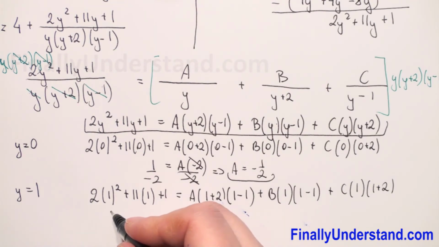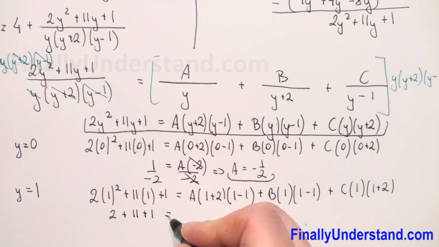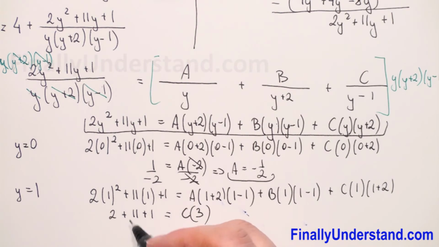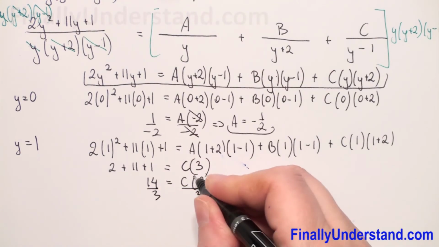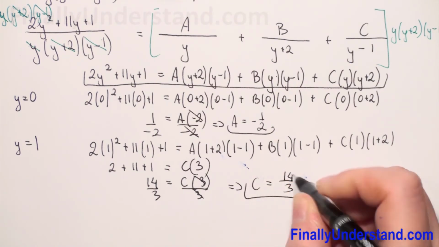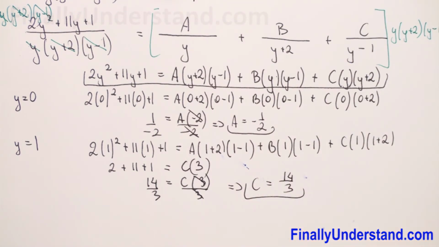So 2 times 1 is 2 plus 11 plus 1 we have on the left side, and on the right side, like I said, 1 minus 1 give me 0. So this whole term will cancel out, and the second will be 0 also. 1 minus 1 give me 0. So we have only c times 1 times 3, which is 3. So we have 2 plus 11 is 13 plus 1 is 14 is equal c times 3. Now we'll divide both sides by 3. So 3 and 3 we can reduce, and we have that c is equal 14 over 3. We have a, now we have c, so now we need to find b.